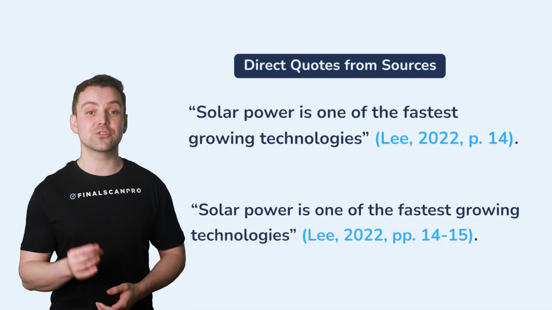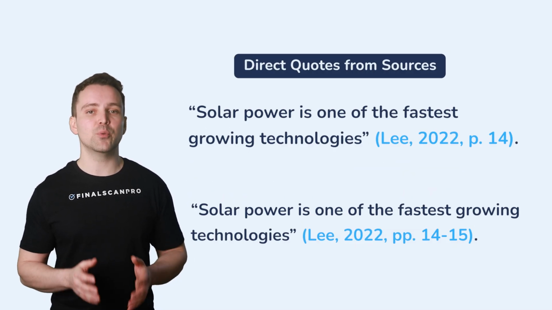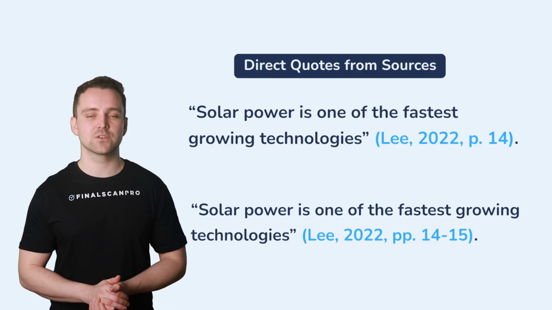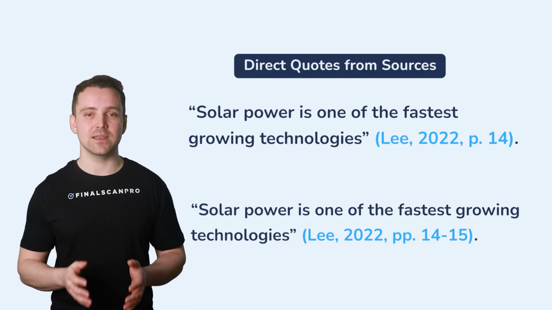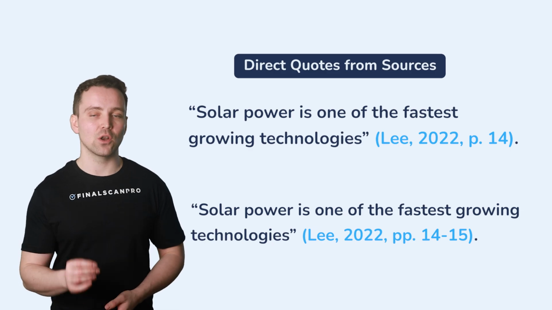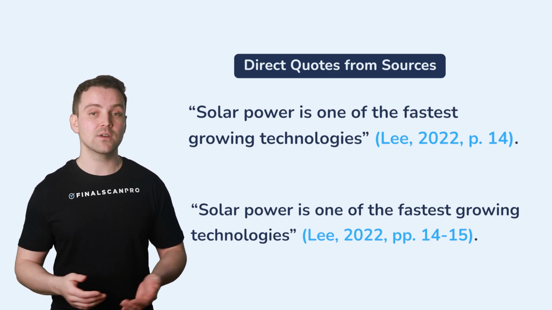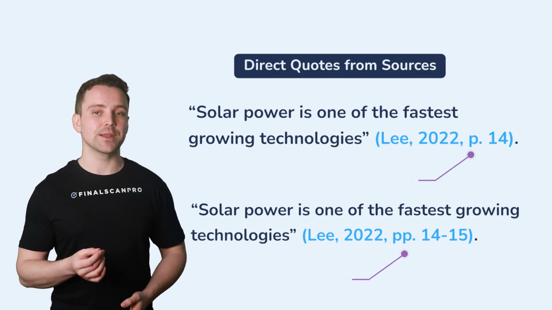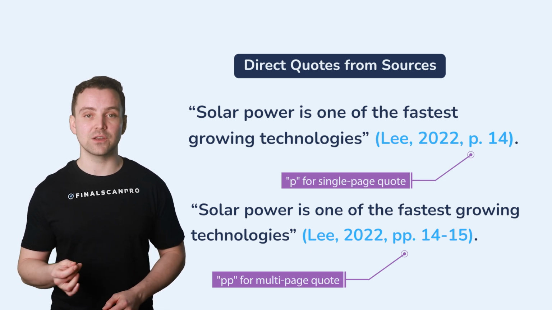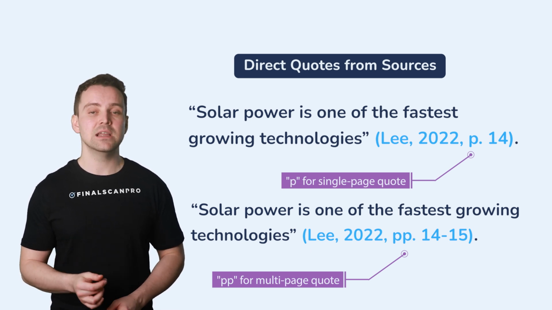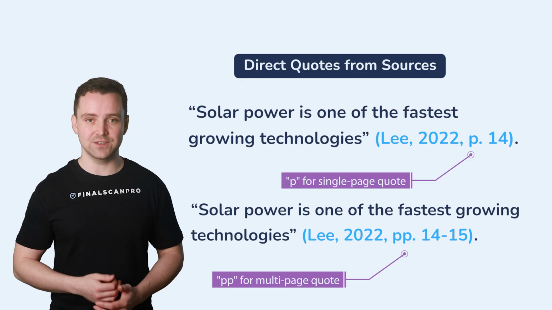If you're using a direct quote from a source, you need to put the text inside quotation marks. In this example, we've copied the text exactly as it appears in the paper, so it's enclosed in quotes. When you cite a direct quote, you should also include the page number. Use P for a quote from a single page, and PP if the quote comes from multiple pages.